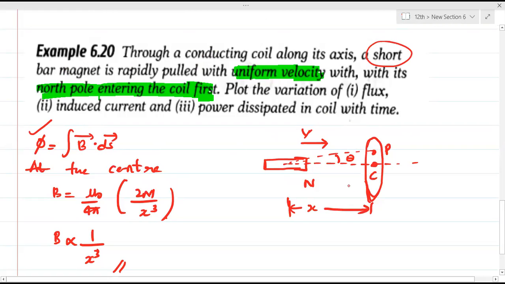अगर सेंटर पे लिया हमने, और center of the coil is on the axis of the magnet, तो वहां के लिए हम डायरेक्टली ये फॉर्मूला यूज कर सकते हैं. B is equal to mu0 by 4 pi into 2m by x cube. M will refer to the magnetic moment.